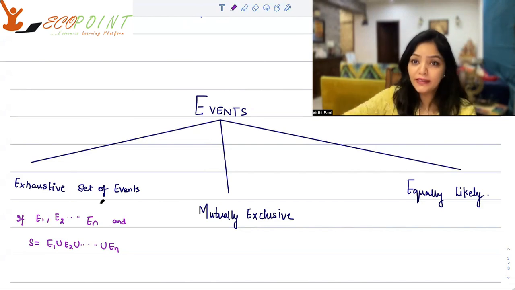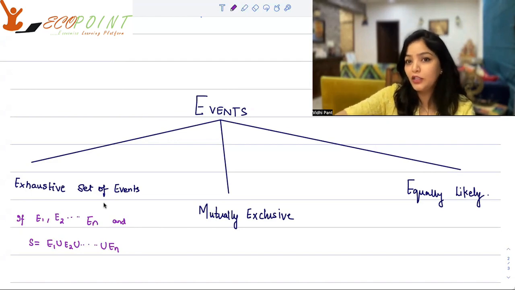So it is basically a set of outcomes. It's exhaustive if it covers each and every possible outcome of the sample space. Okay, then only you call it exhaustive. So your sample space will be automatically the union of all these events.